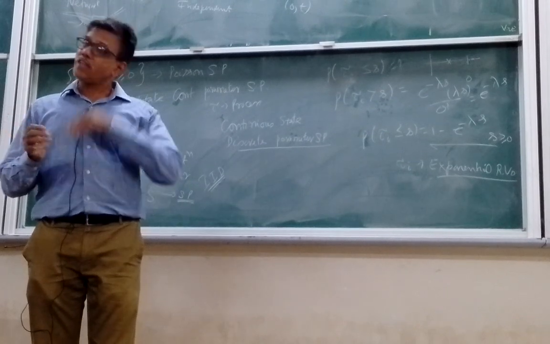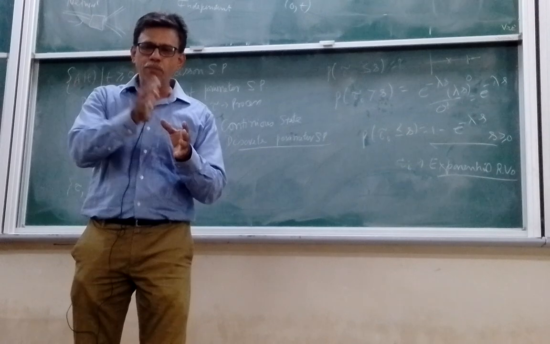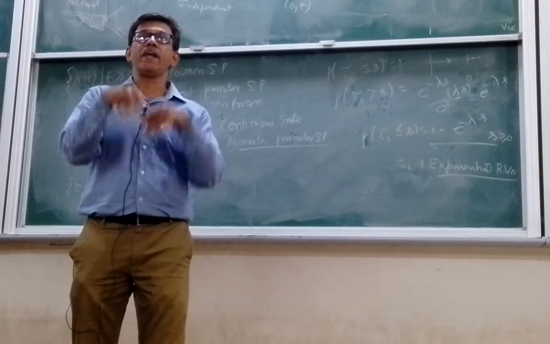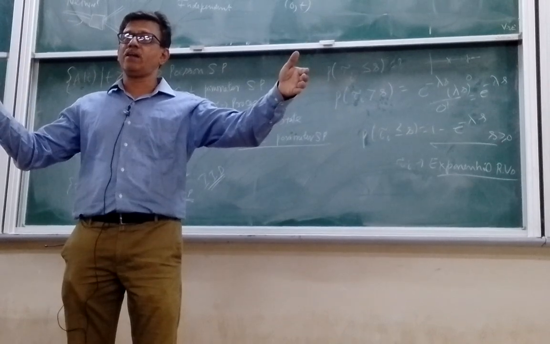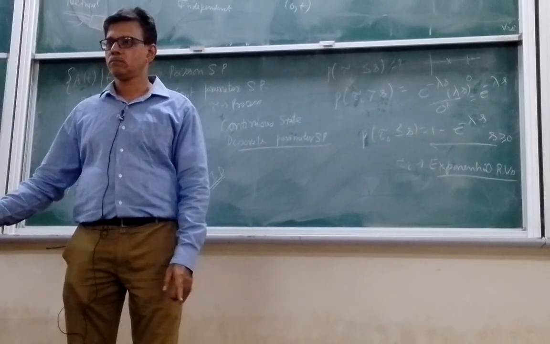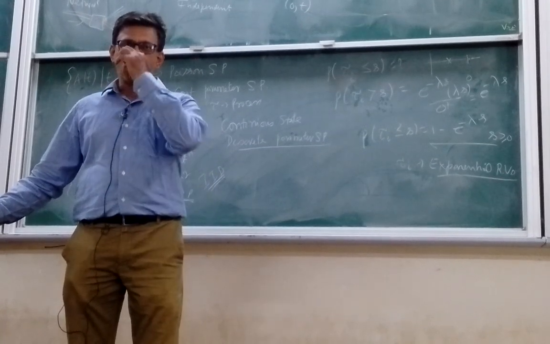Or the other way also, if we have certain events occurring so that the time durations between two events are exponentially distributed, then the number of events occurring in an interval has to be Poisson. I will give an example of what it means.